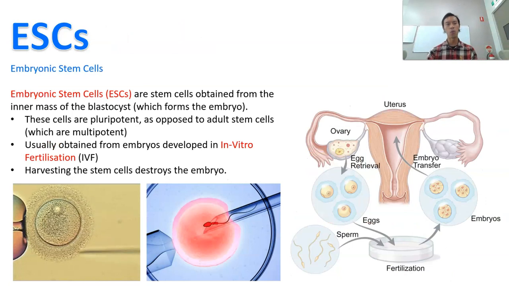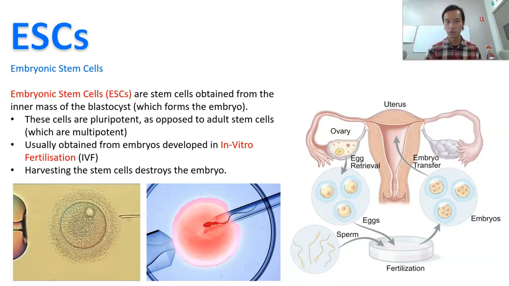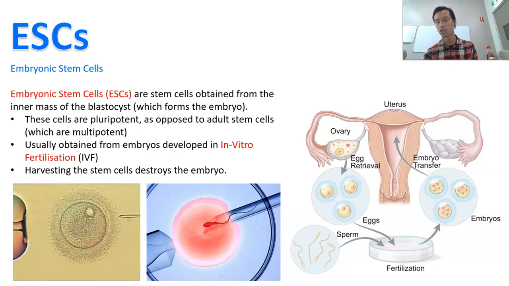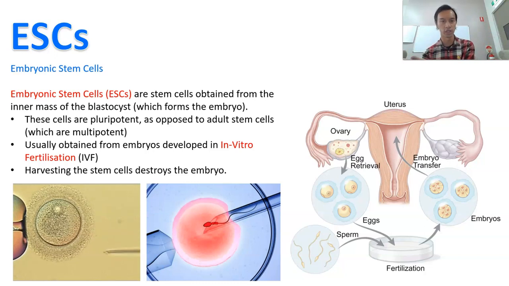Now, let's talk a little bit about where we get our stem cells from, right? Our stem cells come from two sources, either embryos or adult stem cells, right? Embryonic stem cells are cells that are obtained from the inner mass of the blastocyst, which eventually forms the embryo, right? These cells are pluripotent. They can become any part of the embryo, right? As opposed to the adult stem cells, which are multipotent.